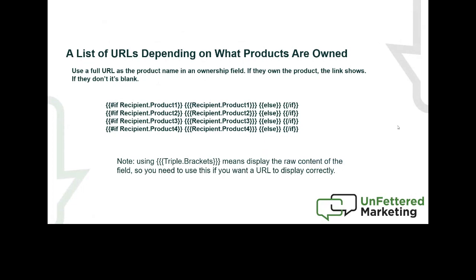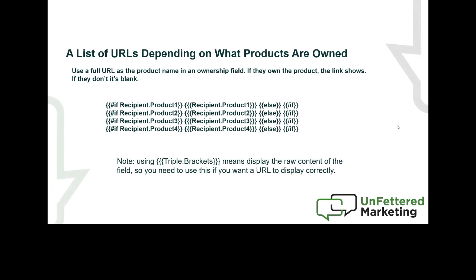And it makes it much more customized. If you know they own the product, you can give them a link to that product information. And this particular example shows if the product exists in that custom field, then it'll show them this link. And if they don't, it shows them nothing.